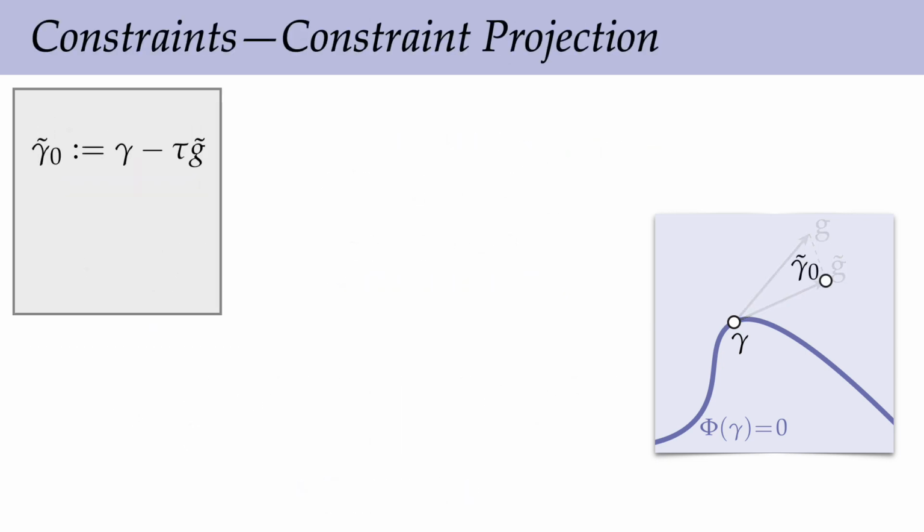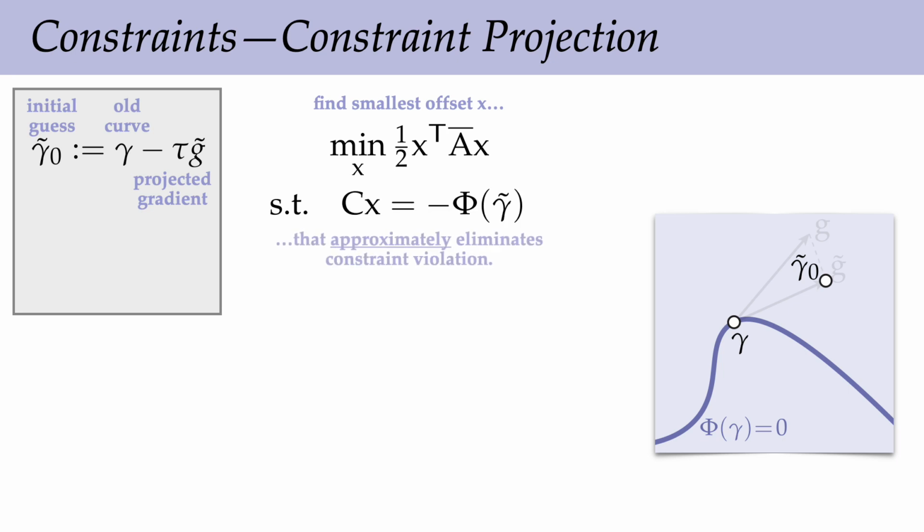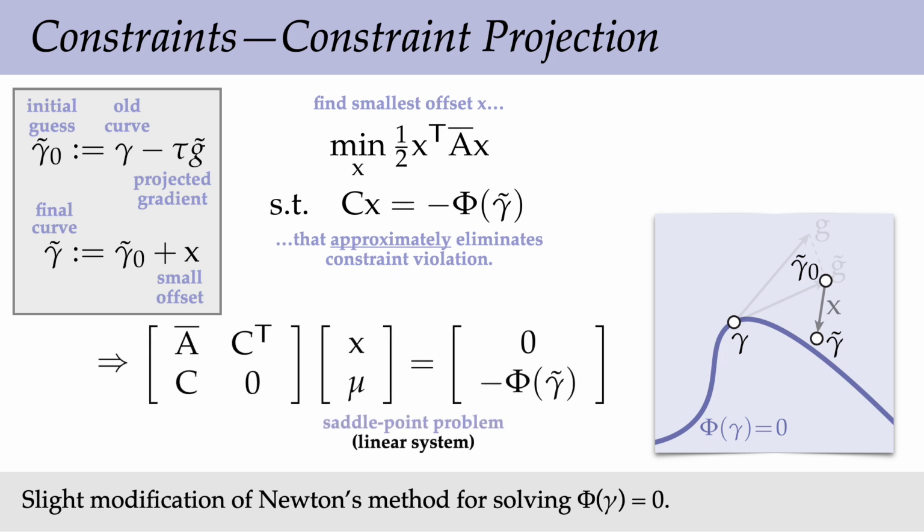Now, if we start at the old curve and take a step in the projected gradient direction, then we get an initial guess for our new curve that still isn't quite on our constraint set. So what we do is look for the smallest offset x that approximately eliminates the constraint violation, and move in this direction to get our new curve. This is basically a slight modification of Newton's method that again involves solving a linear saddle point problem. And if we want to do better, we can just repeat this procedure, but usually just need to run it once or twice per optimization step.